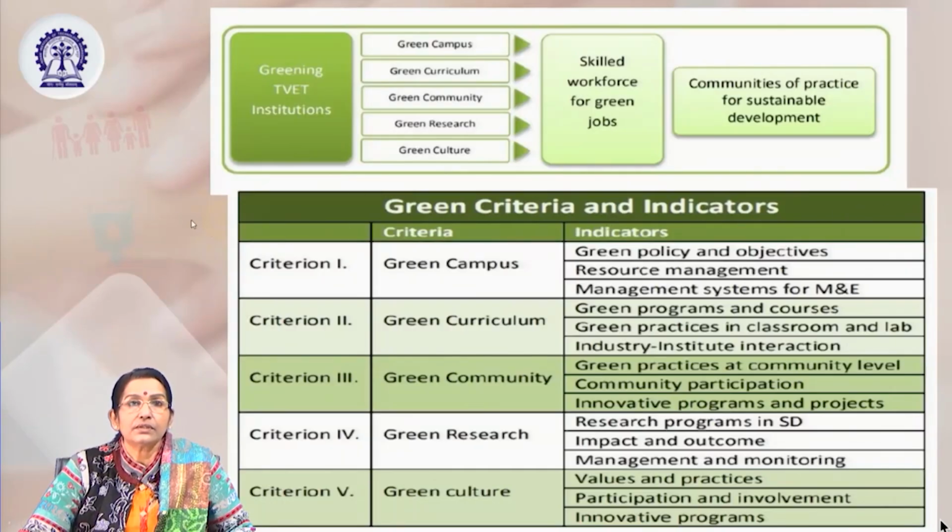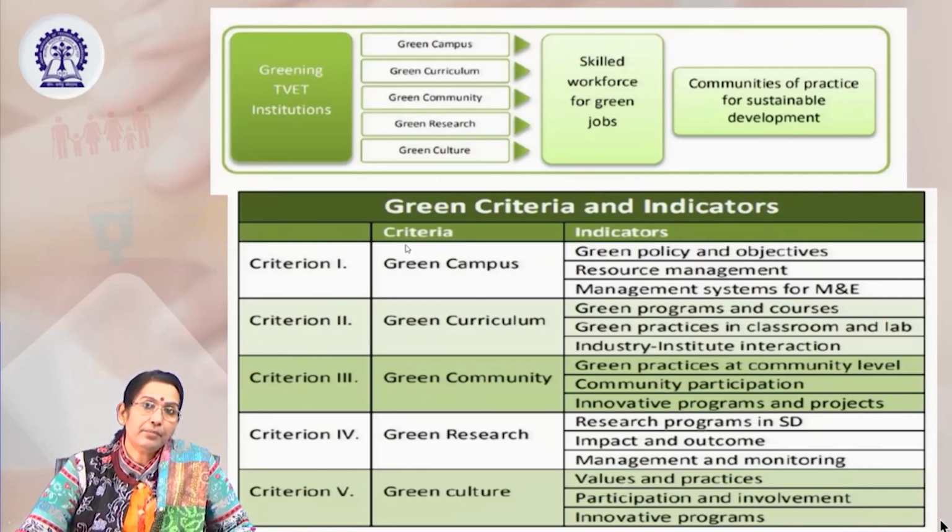Okay, green criteria. Suppose criterion 1 is the green campus. On the green campus, there are green policy and objectives, and how to assess them, and the resource management system. So, when we try to evaluate the green campus, these are the three indicators: green policy and objectives in terms of company and organizational policies, resource management, how they are managing the resources, and management system, what management system there is for monitoring and evaluation, that is, how they are evaluating it from time to time.